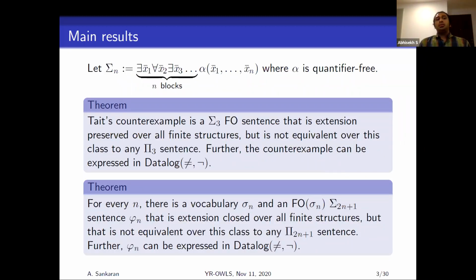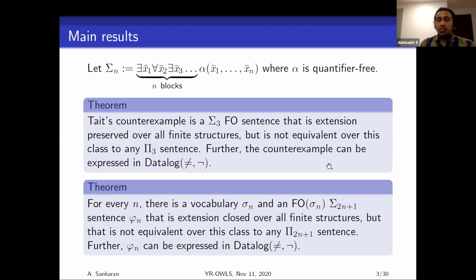So let Sigma n be the class of all first order sentences in prenex normal form, where the quantifier prefix contains n blocks of quantifiers beginning with an existential block. Okay, so that's Sigma n. Pi n is dually defined, where it's prenex normal form sentences containing n blocks of quantifiers, but beginning with a for all.